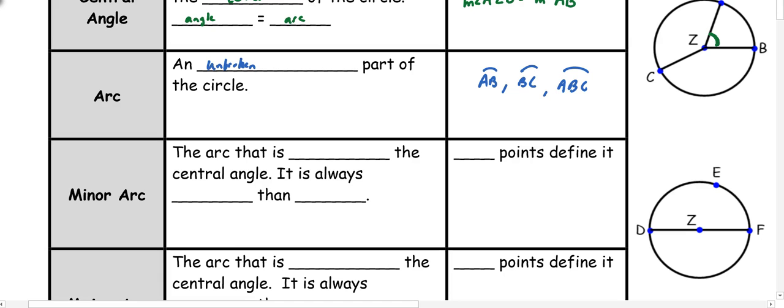A minor arc is always going to be inside the central angle, which means that it always has less than 180 degrees. So 2 points always define a minor arc. For example, a minor arc would be like AB.